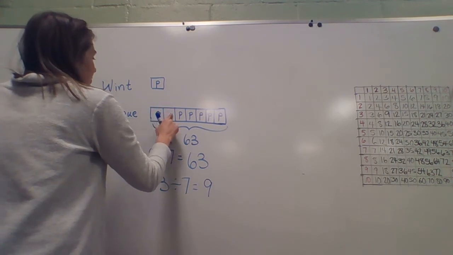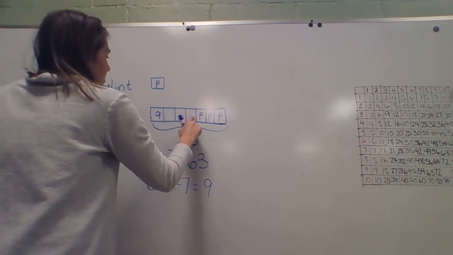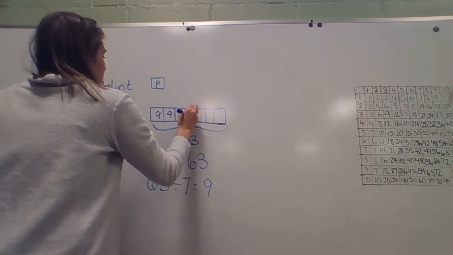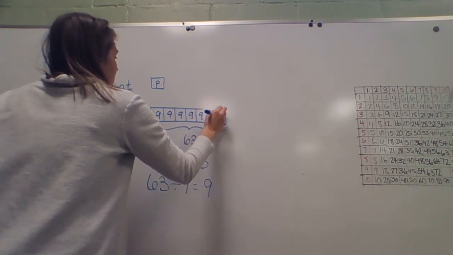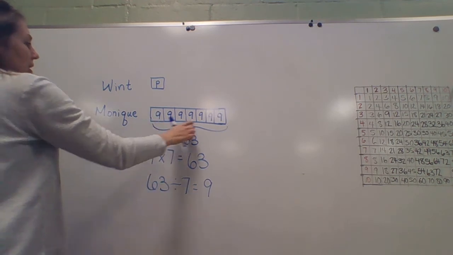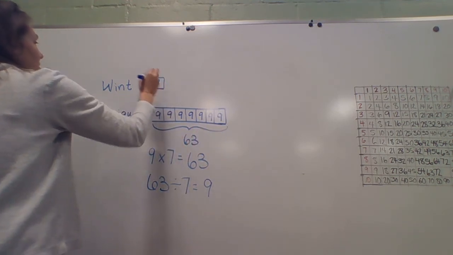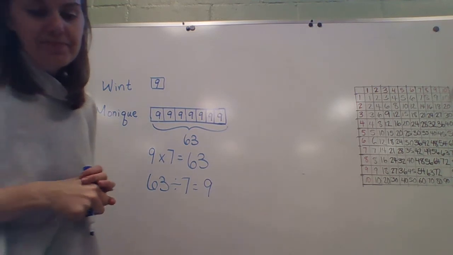And so each of these, we're going to just turn them around, and they're going to go from P's to 9s, showing us that 9 7 times is 63. Therefore, Wint read 9 pages.